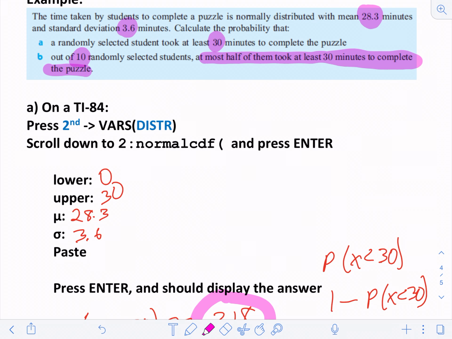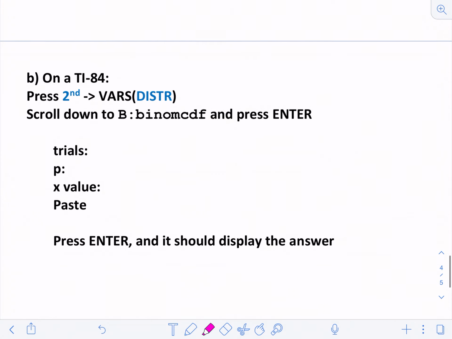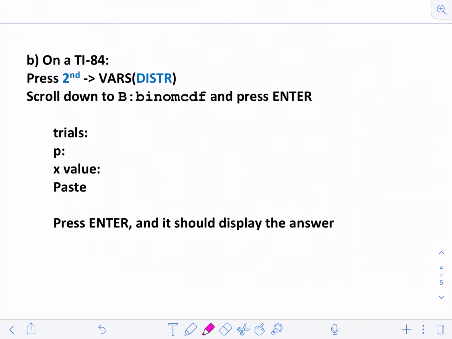This is not one of the problems that we've been doing. This is like what we did last chapter. This actually is going to be a binomial cumulative distribution function, right? So let's go to that. In this case, we're going to go to second vars, and we're going to go down to B, like we did last chapter. This is a binomial problem.